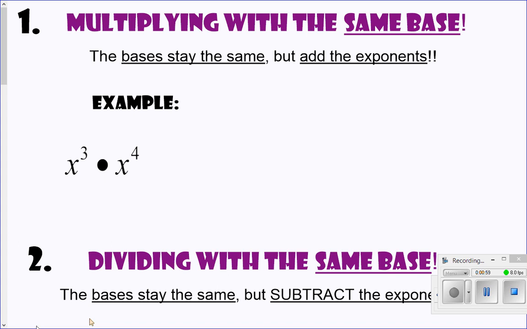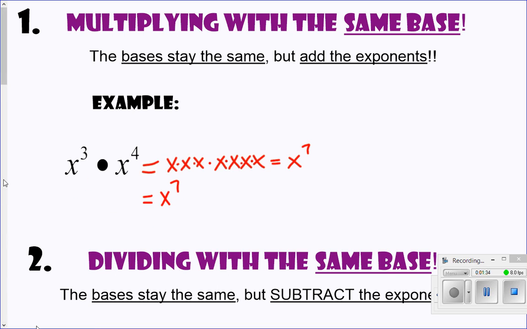So x cubed means that I'm multiplying x times x times x, and x to the 4th is another x times x times x times x, and they're all being multiplied. So I can now count how many I have that are being repeatedly multiplied, and there are 7 of them, so that means x to the 7th. The shortcut says we just add the exponents, 3 plus 4. So I'm getting x to the 7th when I add 3 plus 4.